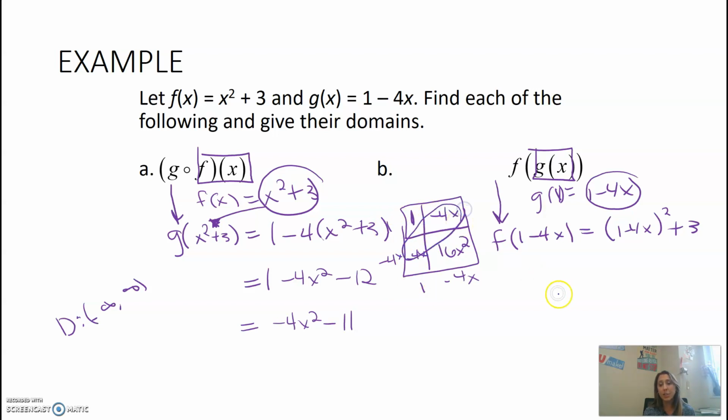Combine my like terms, and I get 16x squared minus 8x plus 1. Notice that I didn't put them in the same order, but I bet I got what you got. Plus 3, combine like terms, and I get 16x squared minus 8x plus 4. Again, my highest exponent is a 2. It's a quadratic, meaning that my domain is going to be negative infinity to infinity.